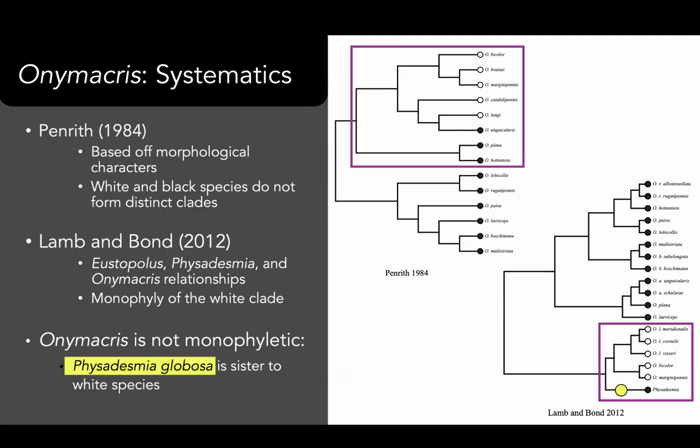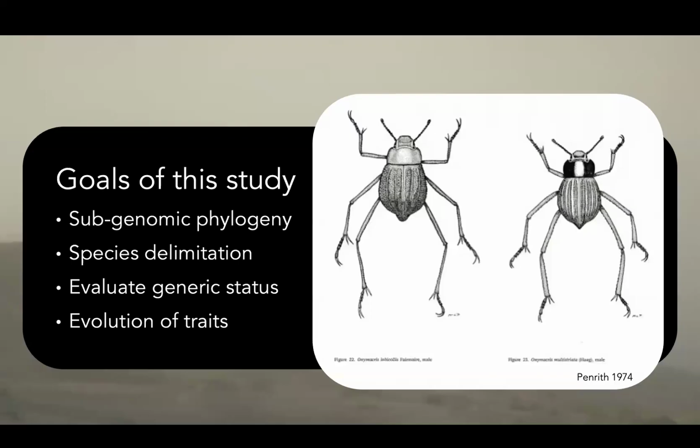However, they did find that Onymacris as a whole was not monophyletic because Physadesmia globosa is sister to the white species. So the white clade is monophyletic with regard to black Onymacris species, but not to black species overall, because Physadesmia is a black beetle.